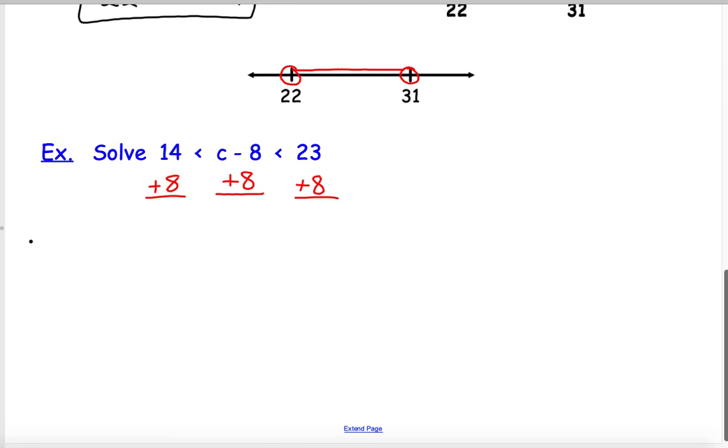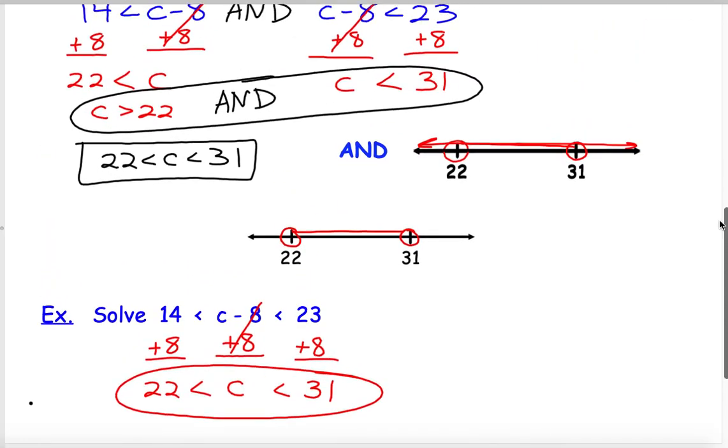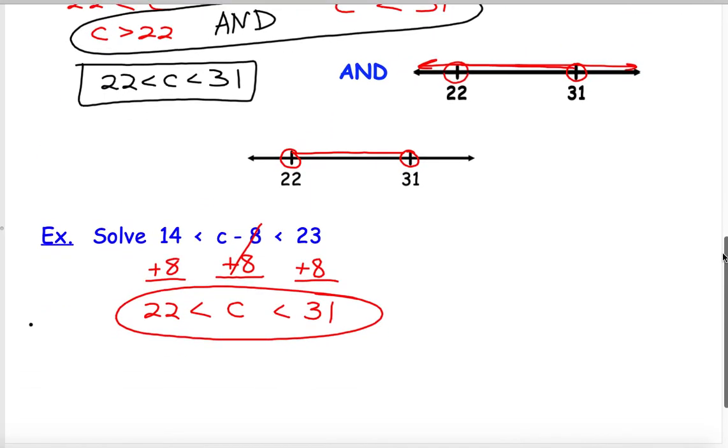And that preserves the inequalities, so those stay the same. 14 plus 8 is 22. Minus 8 plus 8 is 0. C plus 0 is c. 23 plus 8 is 31. So I just split them up to make sure you understand that this is an and, but you notice we get the same answer either way.